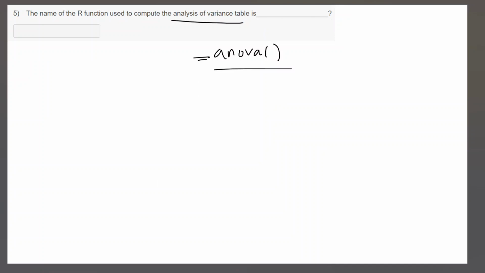Fifth question: the name of the function used to compute the analysis of variance is ANOVA. ANOVA is a function which is directly given for the analysis. ANOVA is the function which is used to analyze the analysis of variance, and the name of the function used in R is also ANOVA.